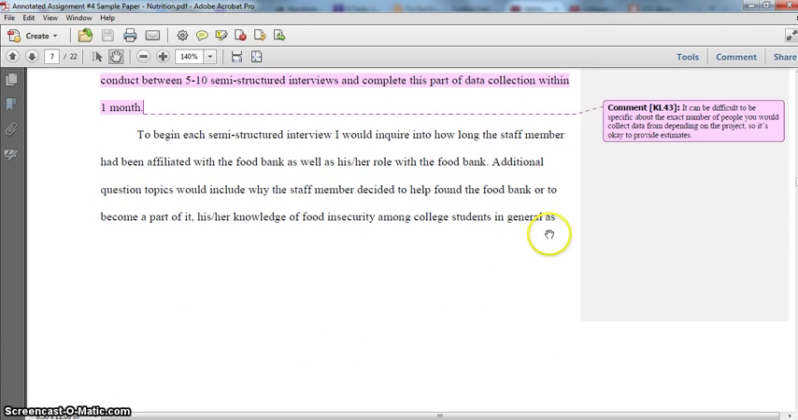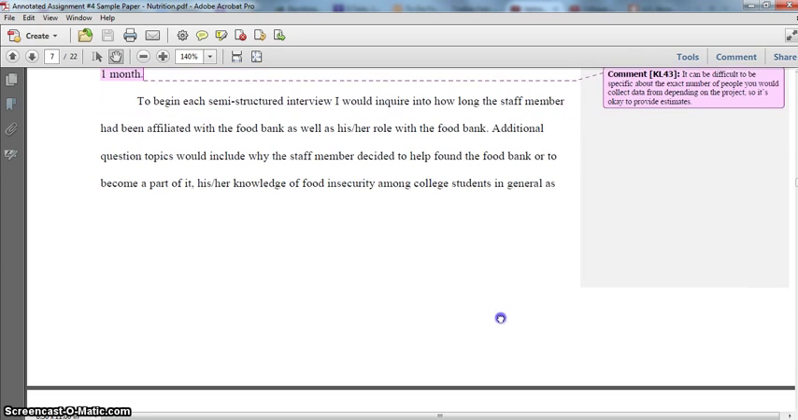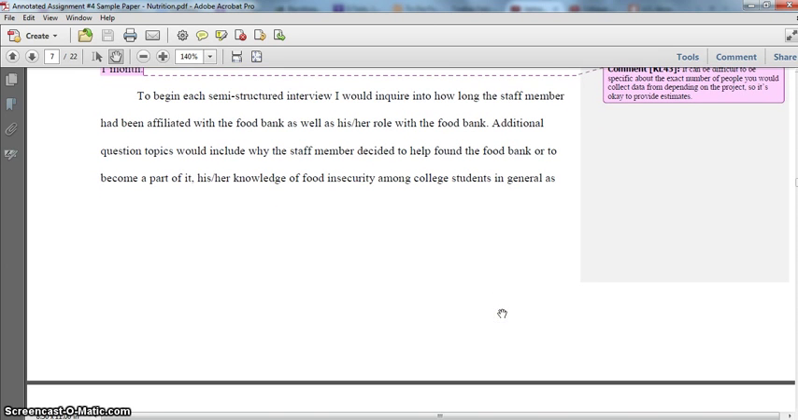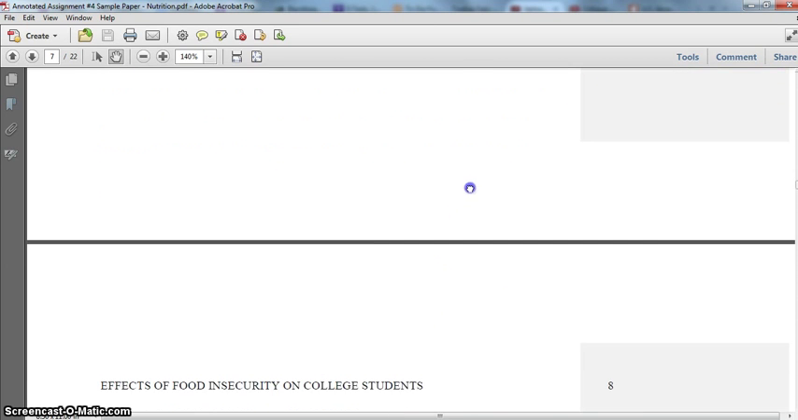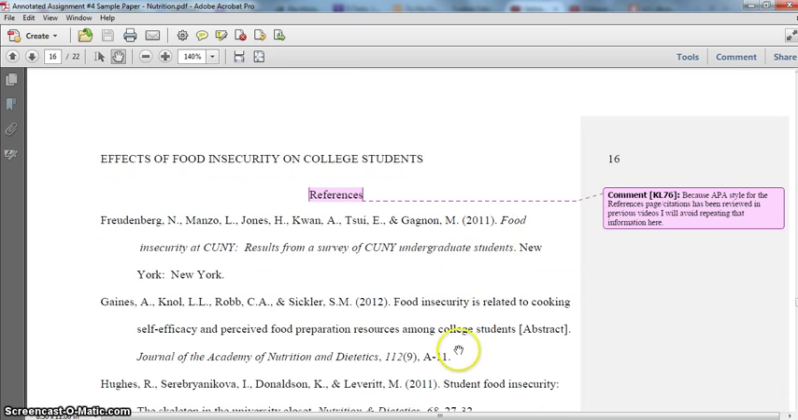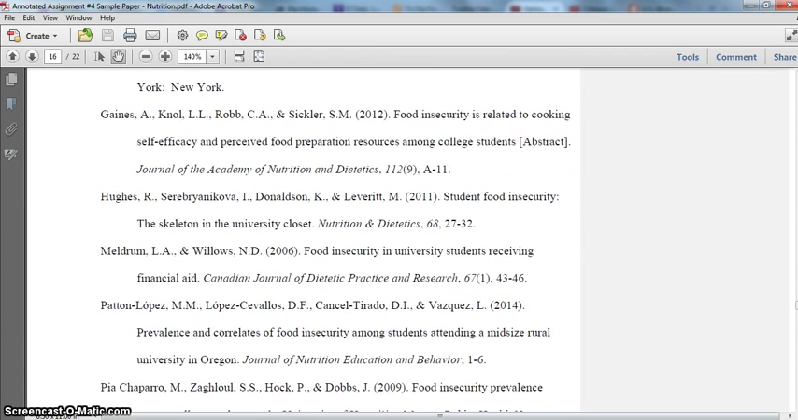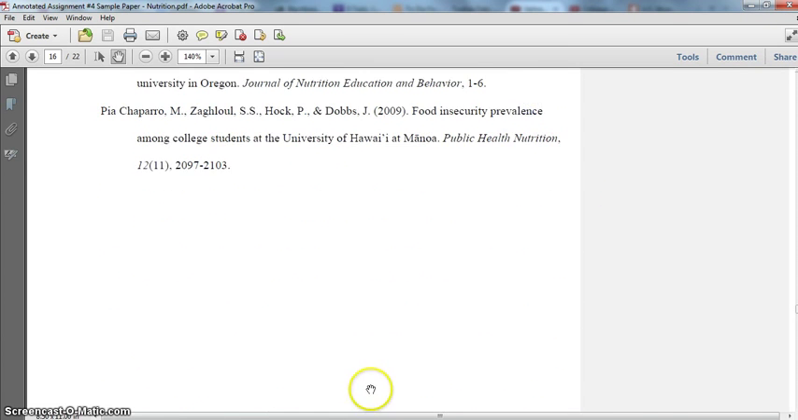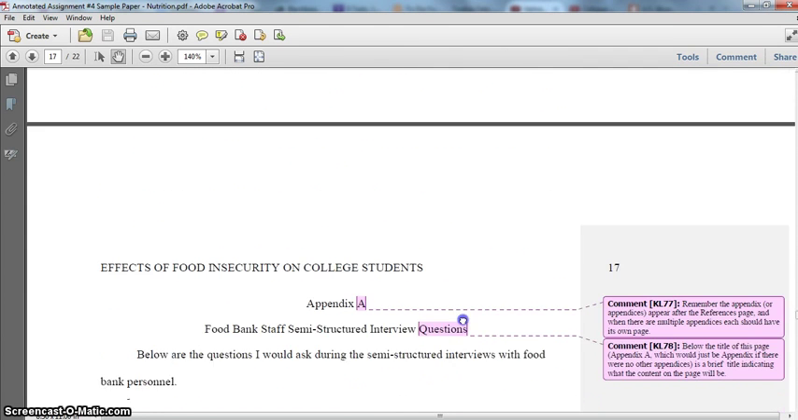Now here in this section, what I do is I discuss the topics of the questions I would ask during the interview rather than listing my interview questions. And instead of listing my interview questions out, I refer the reader to Appendix A. And I'm just going to jump you over to that so you can see Appendix A. Okay, so remember the appendix, as I had mentioned to you in an earlier video and in a comment bubble much earlier in this paper, that the appendix will appear after the references page. So that's why I'm starting you on the references page rather than going straight to the appendix.